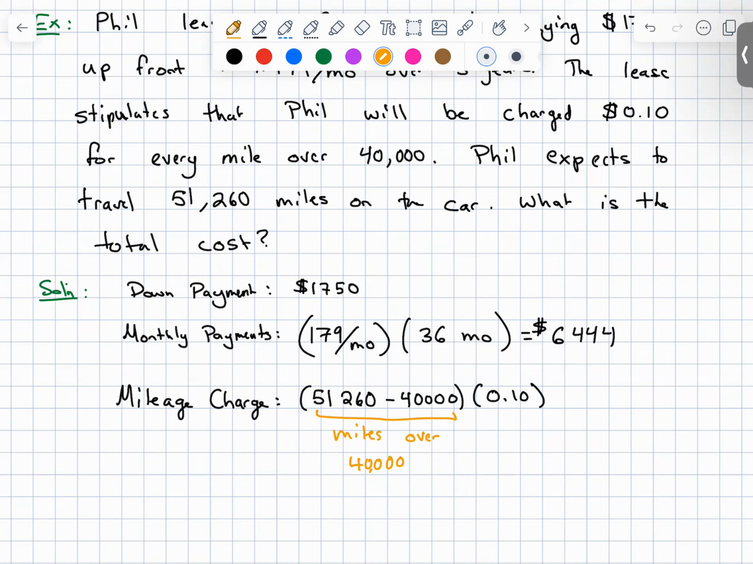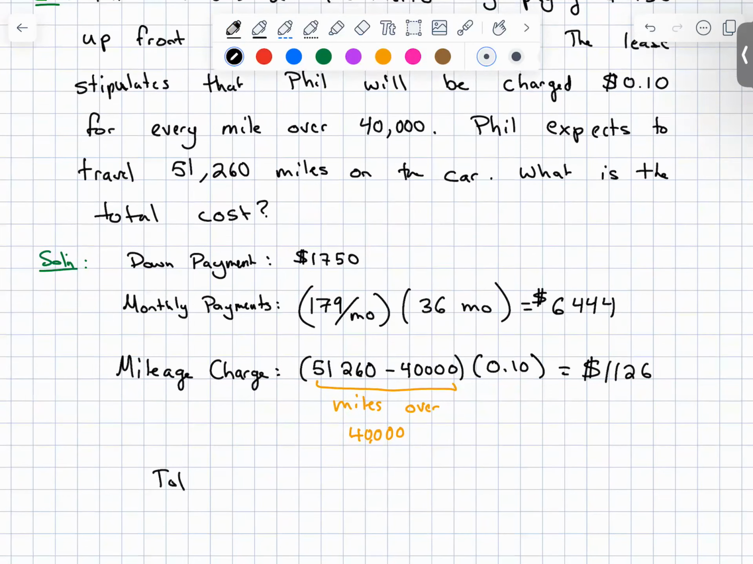So we plug that into our calculator, and you should get $1,126. So the total cost of this lease will just be adding up those three numbers, unless there are any questions on that. The down payment plus the monthly payments plus the mileage charge gives us the total cost. So 1,750 plus 6,444 plus 1,126, which ends up being, at the end of the day, $9,320.